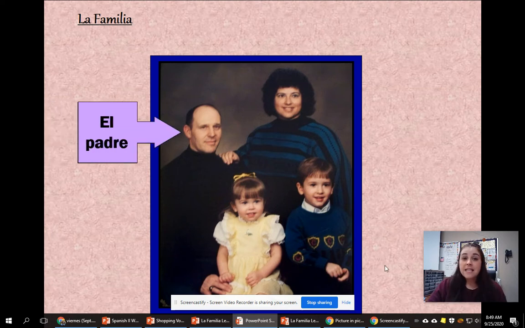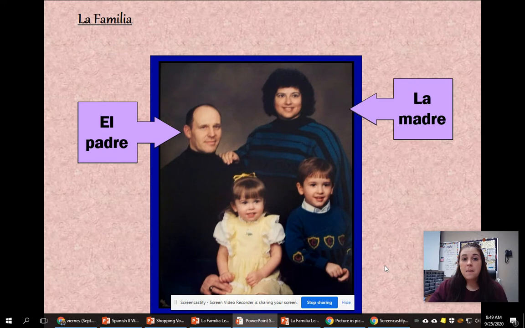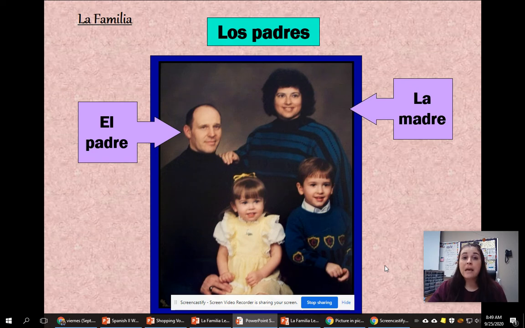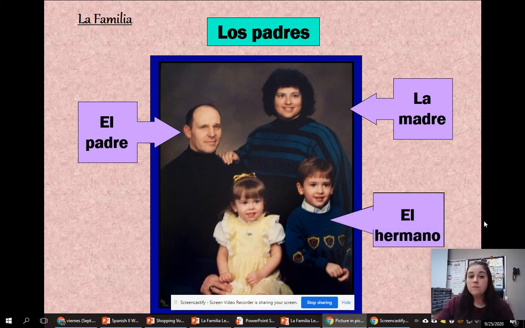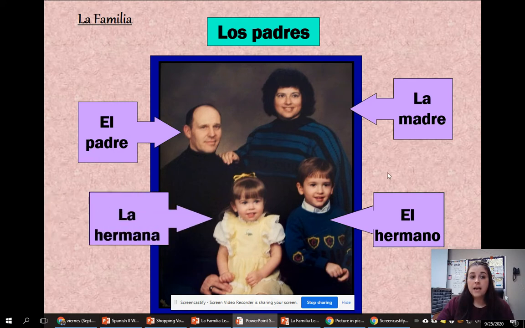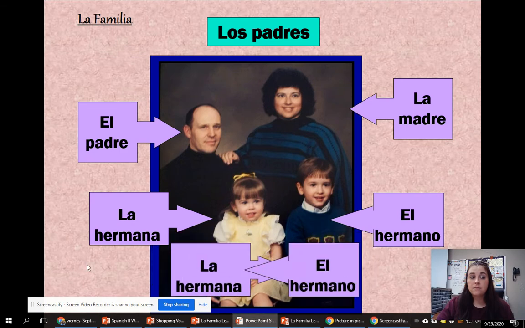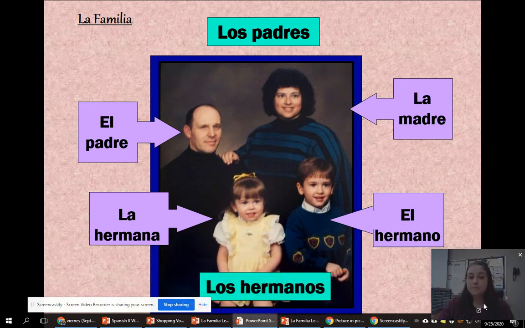So we have my dad is el padre. My mom is la madre. And together they're los padres, parents. Los padres doesn't really mean dads, it means parents. And then we have my brother, who is el hermano. I'm his sister, la hermana. And together we are siblings, los hermanos.